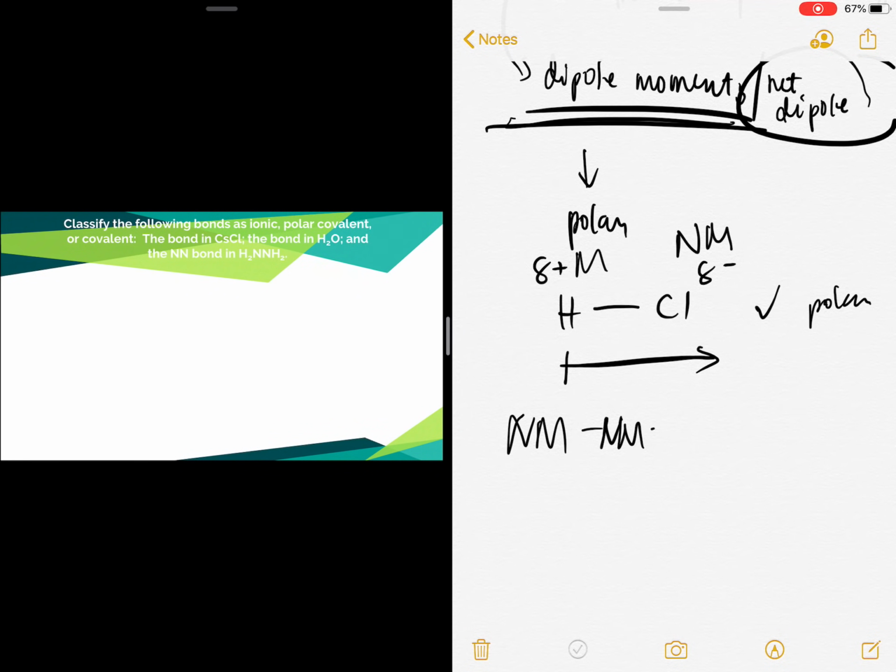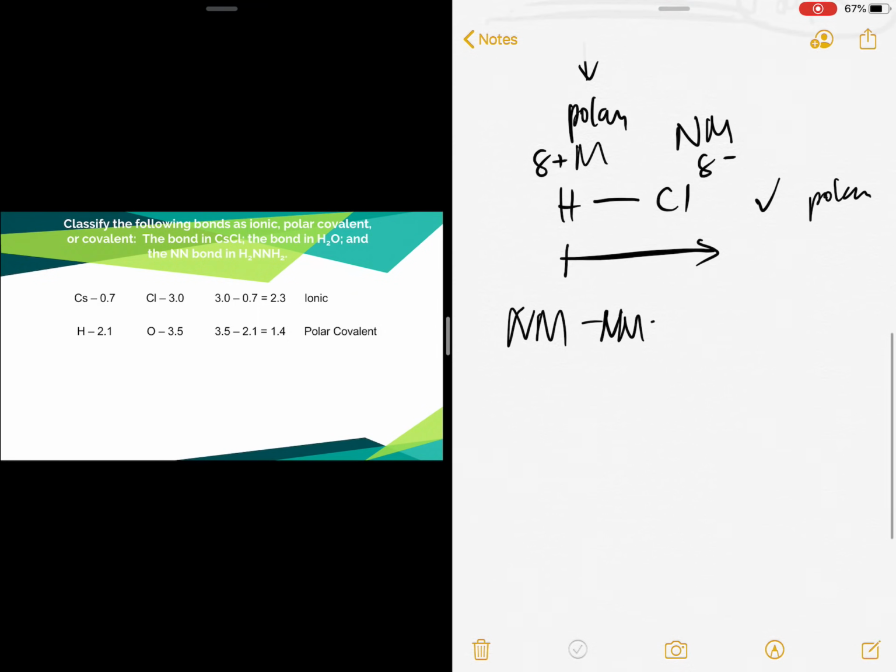So classify the following bonds as ionic, polar covalent, or nonpolar covalent. The bond in cesium chloride, the bond in water, and the nitrogen-nitrogen bond here. Okay, so we have here for cesium, the electronegativity value is 0.7, and chlorine is 3.0. The difference would be 2.3. So this is what? If it's greater than 2, it's ionic. And very easy. Next, hydrogen is 2.1, oxygen is 3.5. The difference is 1.4. So this is what? This is a polar covalent compound.